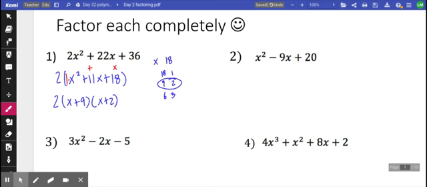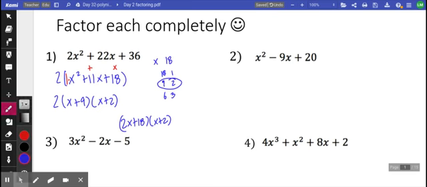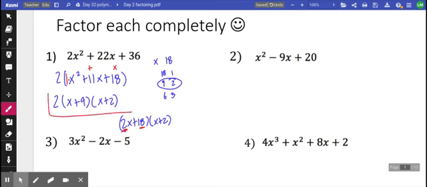If you didn't pull out that 2 at the very beginning, you would have something like 2x plus 18 times x plus 2, something like that. At this point, we could still pull out that 2 from the first binomial here, but we want to do it at the very beginning because it's going to make my factoring a lot easier. So there's my answer, okay?